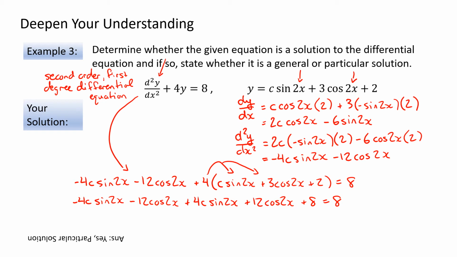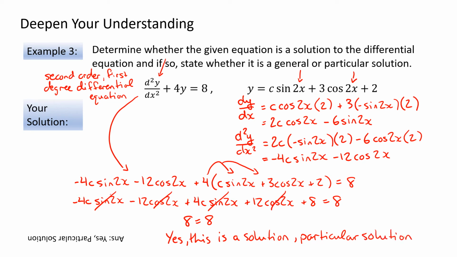So a couple terms are going to start canceling. Negative 4c sine 2x and plus 4c sine 2x. Negative 12 cosine of 2x and plus 12 cosine of 2x. So we're left with just 8 equals 8. So yes, this is a solution because it equals. And remember, because we only had one constant there, that was arbitrary, it's in fact a particular solution. Okay?